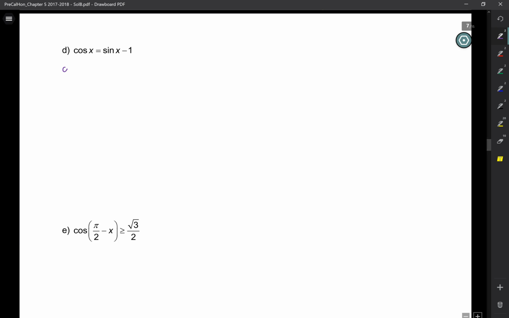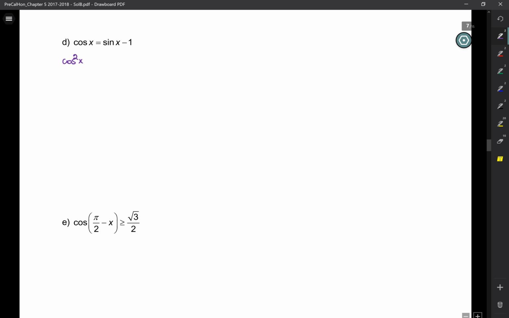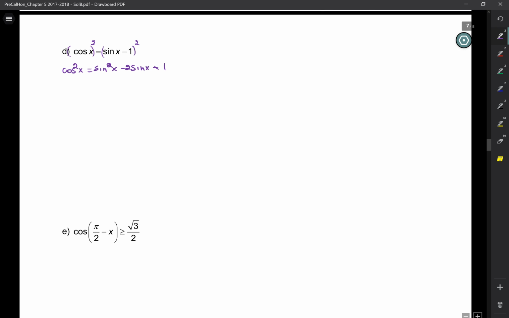All right, so here we have, when we square both sides, we're going to get cosine squared x is equal to sine squared x minus 2 sine x plus 1. Cosine squared x is what? 1 minus sine squared x. Now this time the sine squares don't cancel, but the ones will. So I'll get 0 is equal to 2 sine squared x minus 2 sine x.